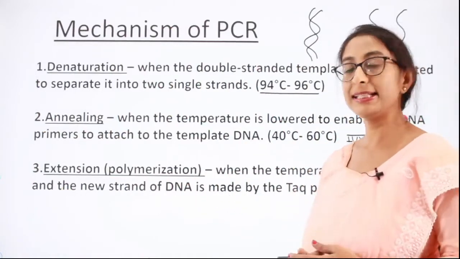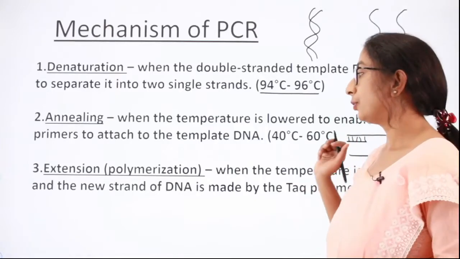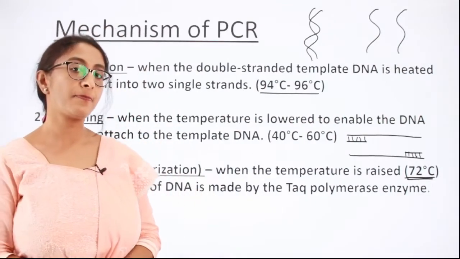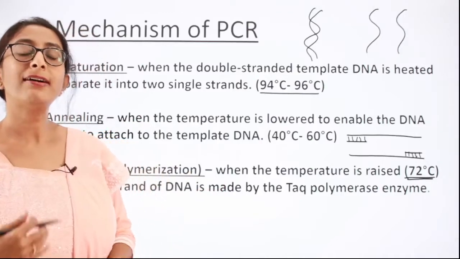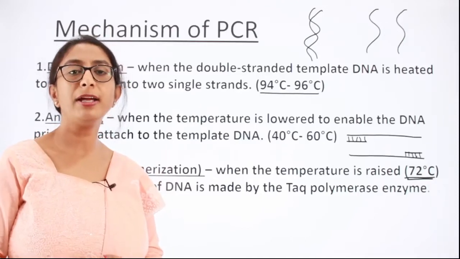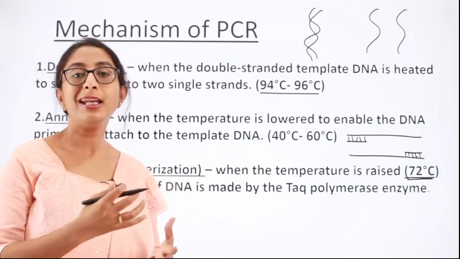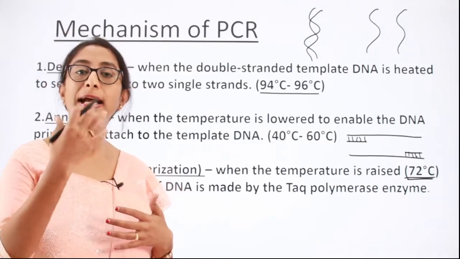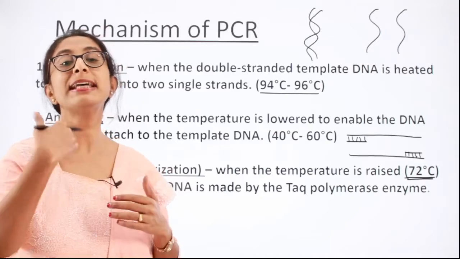During this step, the temperature is raised to 72 degrees Celsius so that DNA polymerase can start synthesizing a new strand of DNA. We are speaking so much about DNA polymerase, isn't it? Prior to the development of the technique of polymerase chain reaction by Kary Mullis in 1985, the earlier methods used DNA polymerase which was not thermostable. So at that time, after each cycle, we had to replace the DNA polymerase again and again.